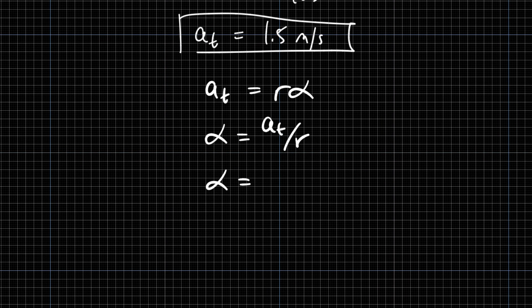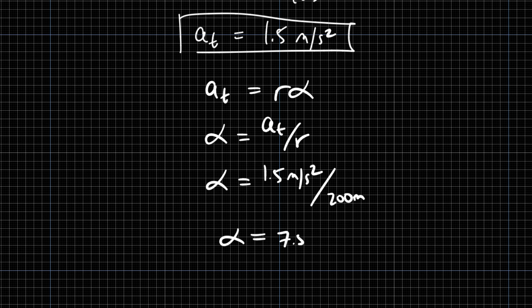Okay, so alpha equals 1.5 meters per second, sorry, meters per second squared, I guess I screwed that up here, divided by r, which was 200 meters. So alpha equals whatever that is.